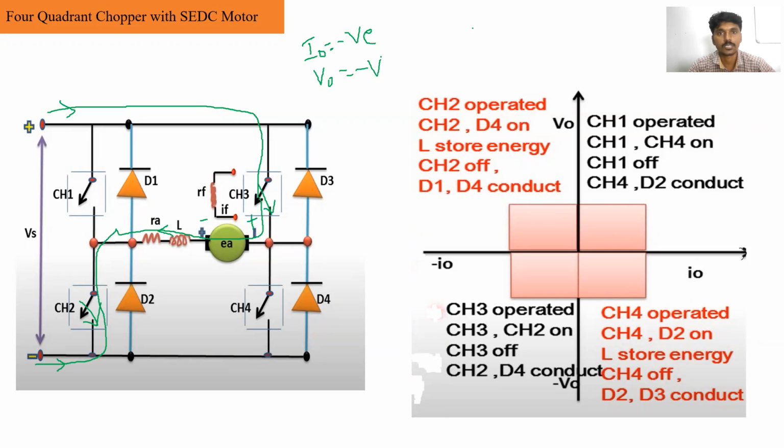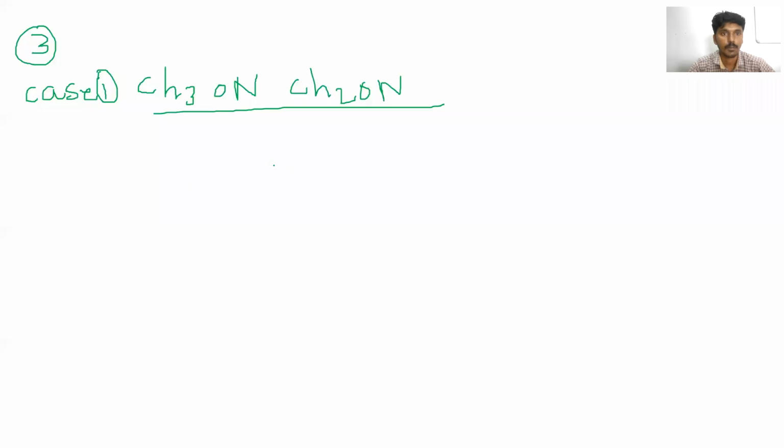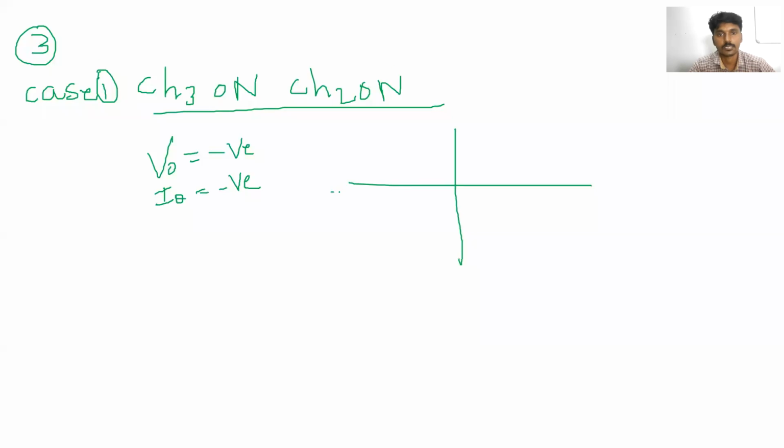In which quadrant will it operate? V0 is negative and I0 is also negative. Which quadrant is it? Third quadrant. This is minus I0, this is minus V0. It will operate in the third quadrant.